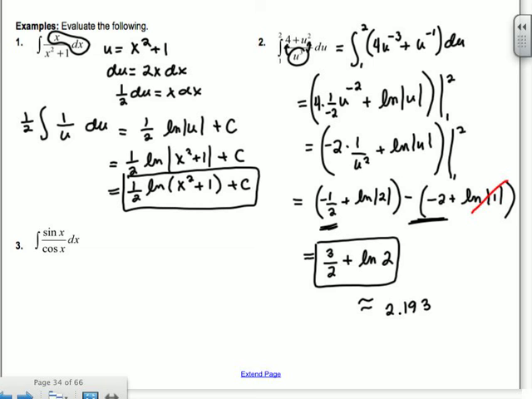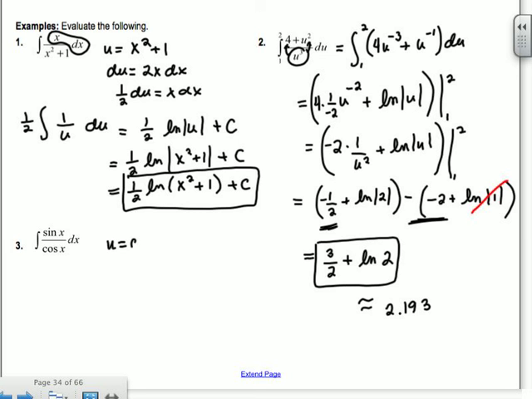All right, so sine of x over cosine of x dx. We know that's tangent, but we don't know anything that when we take the derivative of it, we get tangent out. Okay, so we have to do u substitution. So what are we going to let u be, sine or cosine? Cosine, right? We let it be the denominator.